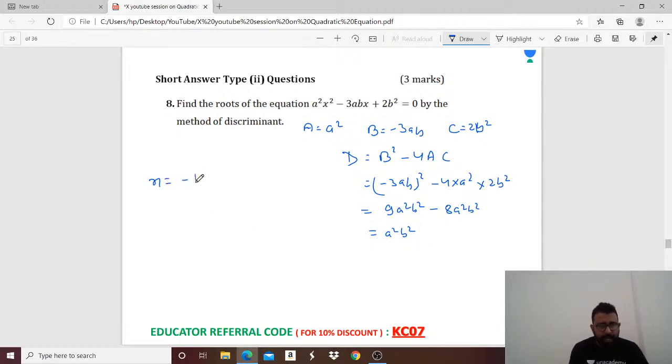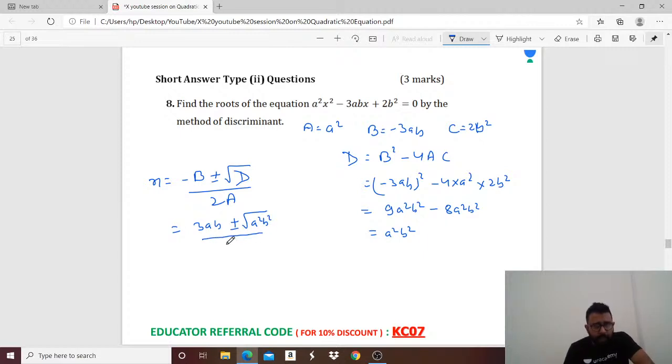So x is, in capital letters, minus B plus minus under root of D, by 2A. Theek hai? To jo D aayega, if it's a perfect square number, tabhi ye root niklega, nahi to ye root nahi nikal payega. Aur root nahi niklega to sawaal hi solve nahi hoga, right? So always this D will be a perfect square number. Remember that. So minus B is minus minus, plus. So this will be 3ab plus minus under root of a square b square, by 2a square.